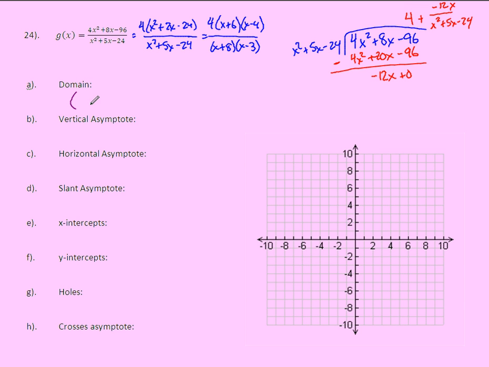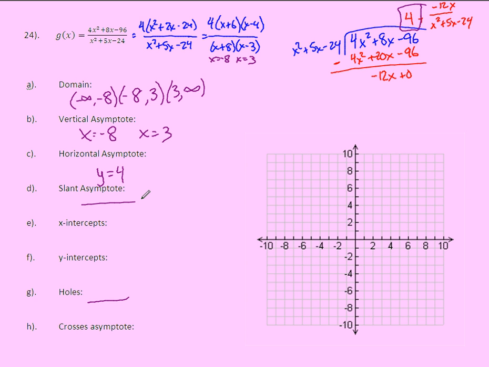Okay, domain issues happen at x equals negative 8 and x equals 3. So negative infinity to negative 8, negative 8 to positive 3, and 3 to infinity. Neither of these canceled out, so there go the vertical asymptotes, and that means neither of them are holes. My horizontal asymptote comes from the long division, y equals 4. It didn't have an x, that's why it's not a slant asymptote.